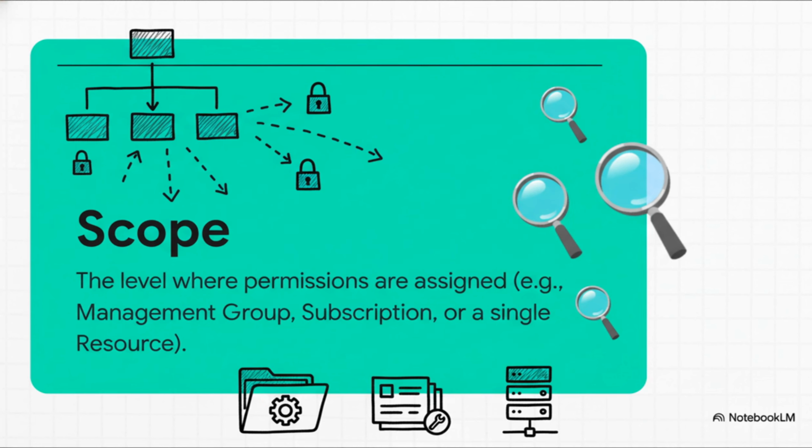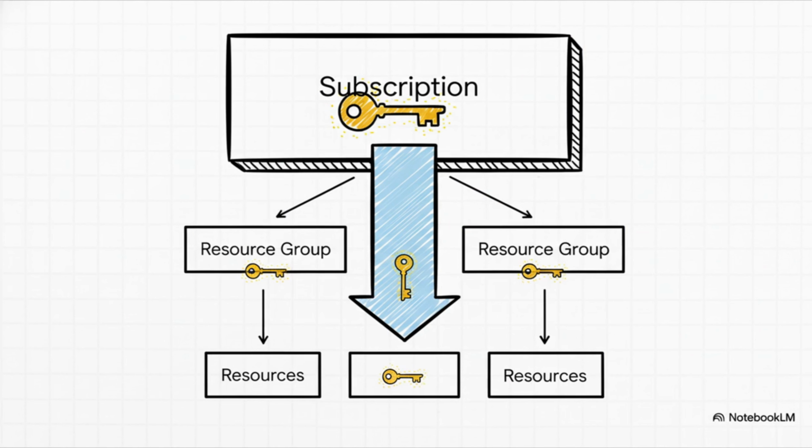You can assign a role to a whole management group, to just one subscription, or you can get as granular as a single individual resource. And this right here illustrates the golden rule, inheritance. See how that big arrow is pointing down? That's because permissions always flow down. If you make someone a contributor at the subscription level, they are automatically a contributor for every single resource group and every single resource inside of it. This is what makes managing permissions at a large scale even possible.